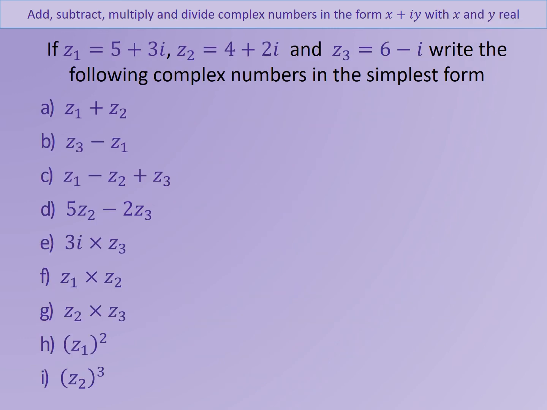Now it's your turn. If Z1 is equal to 5 plus 3i, Z2 is equal to 4 plus 2i, and Z3 is equal to 6 minus i, have a go at solving the questions below, parts A to I. Stop the PowerPoint now before I reveal some answers and then go through some worked solutions.